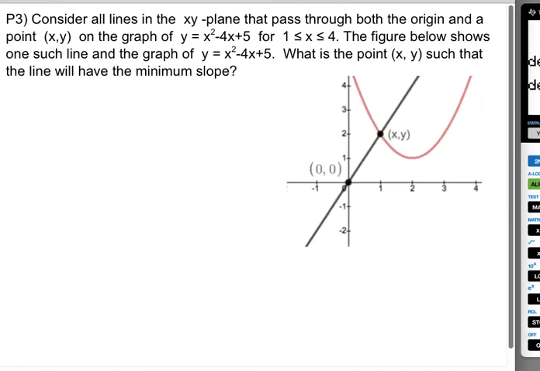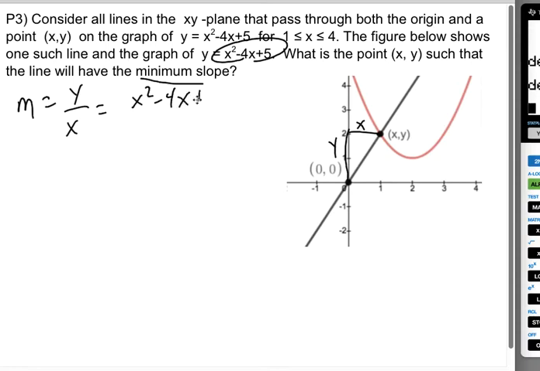All right. Let's try a P3, which is the same concept. So again, you're finding minimum slope. It's basically exactly the same question. You have a rise over run. The only difference is which formula I gave you for y. So my slope is y on top of x, but I need to recognize that that's too many variables. So that's an x squared minus 4x plus 5 over x, which I'm going to rewrite as an x squared over x minus a 4x over x plus a 5 over x.